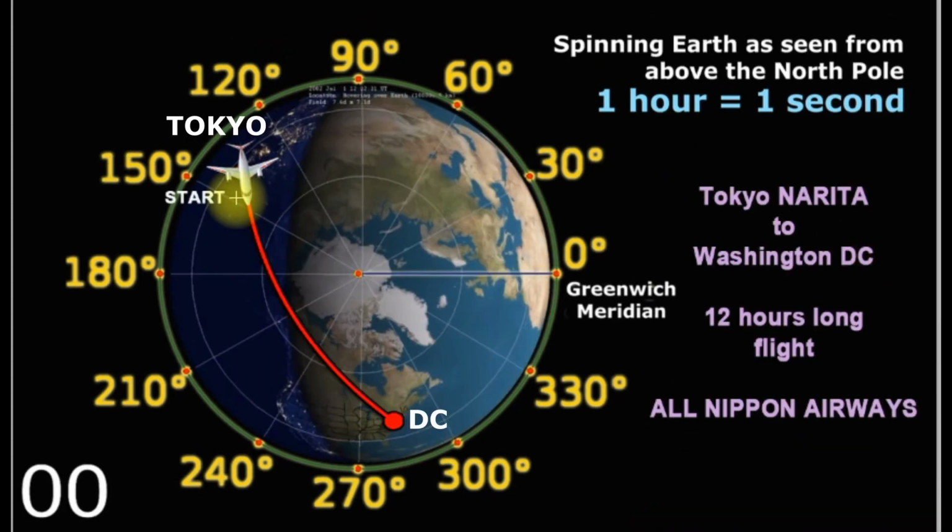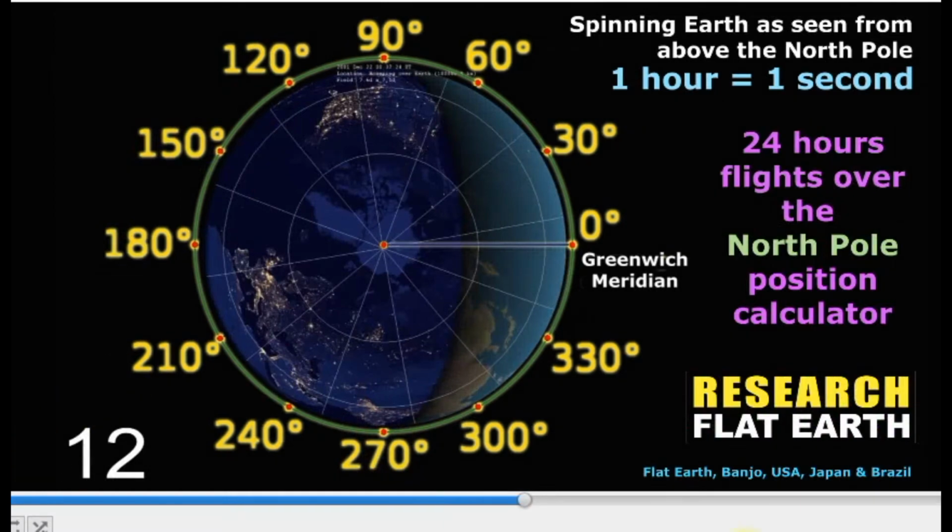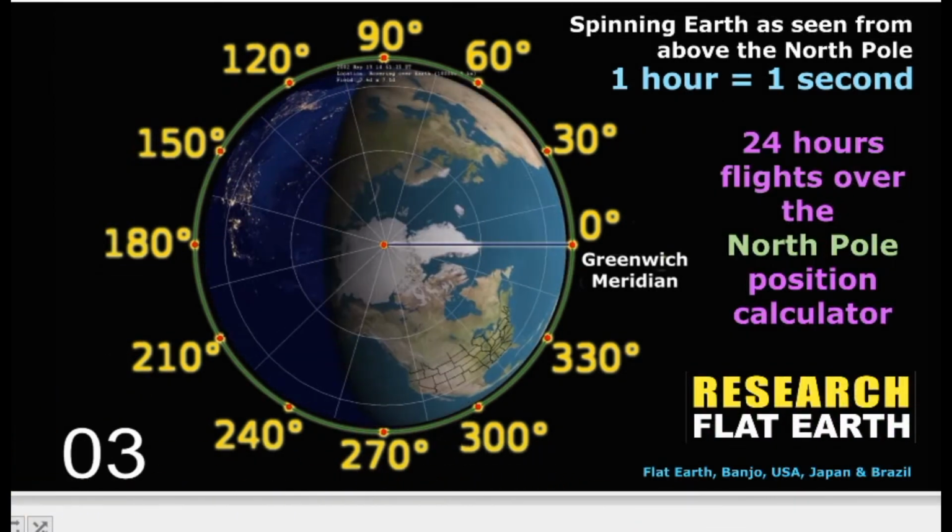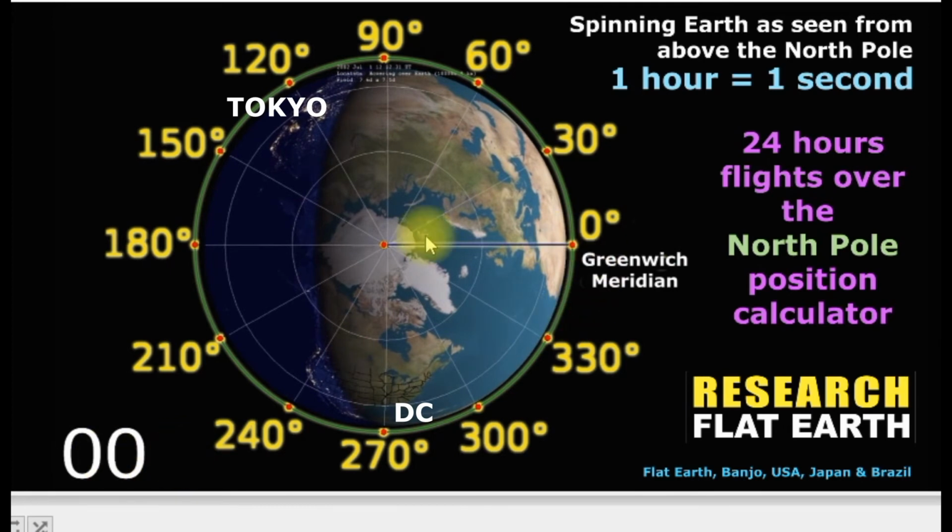We are now looking at the flight back from Tokyo Narita to Washington DC, a 12 hour long flight on All Nippon Airways. Here is Tokyo, here is DC. Let's go to our timer and set it to 0 again. Everything looks good right here. Prime Meridian. We have DC right here, and Tokyo. Remember, this flight is now going from Tokyo to DC while the Earth is rotating. So we start the timer at the moment the plane takes off towards DC. Let's do it.